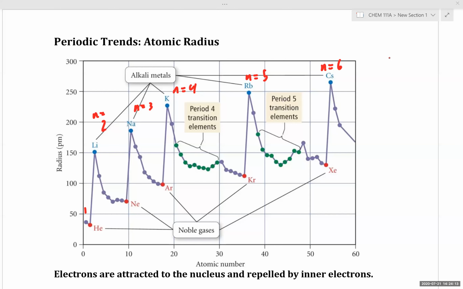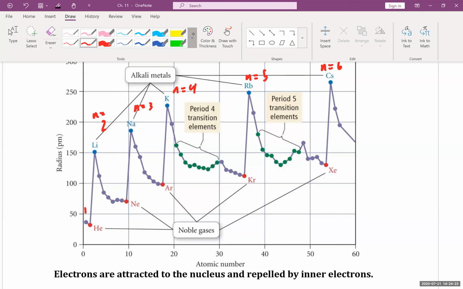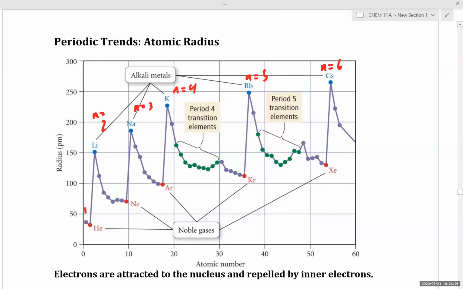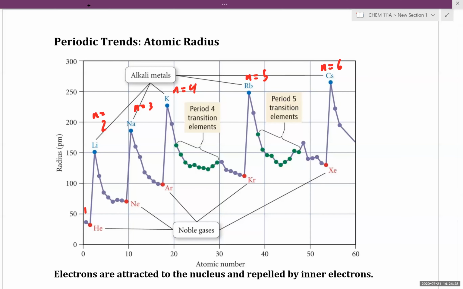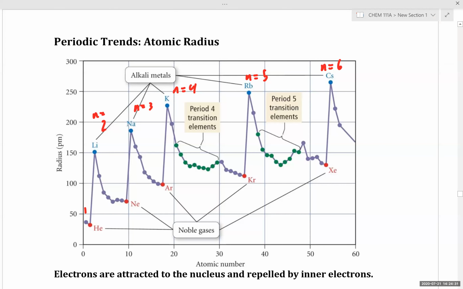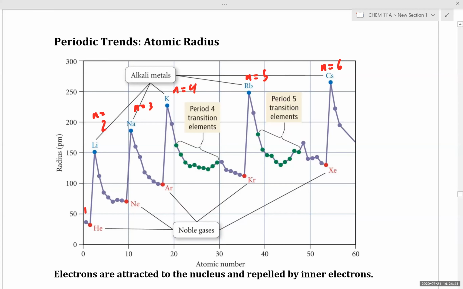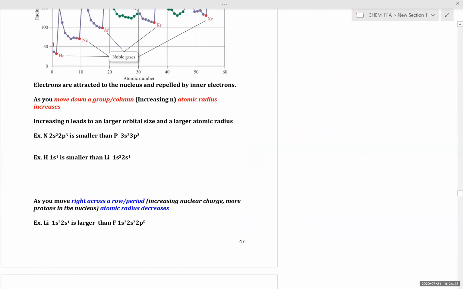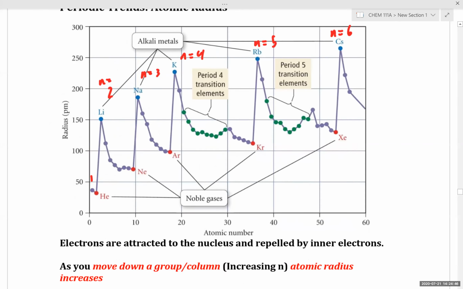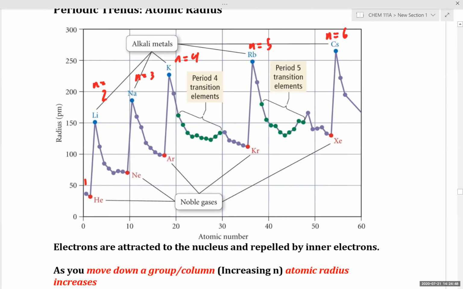Yep, as we go down the periodic table, our atomic radius gets larger. Larger n, larger atom. Wonderful. So that's our first thing that we need to note. Let's give it one moment. There's a mild delay. Sorry about that, sometimes OneNote experiences a small delay.